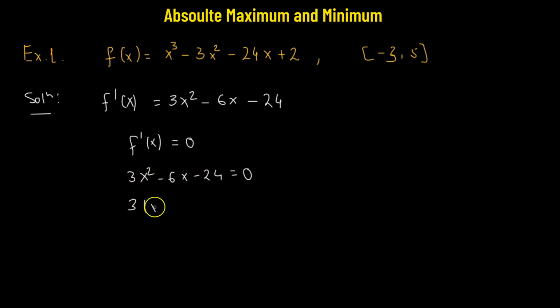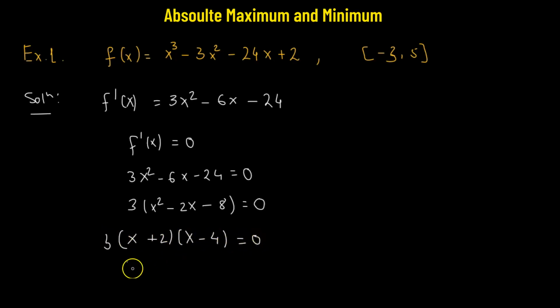We can factor out 3. So we have x squared minus 2x minus 8, since 3 times 8 is 24. This gives us 3 times (x + 2) times (x - 4) equals 0. When we solve this equation, we get -2 and 4. So these are the 2 critical points. Here the function could be either minimum or maximum, we do not know for sure.